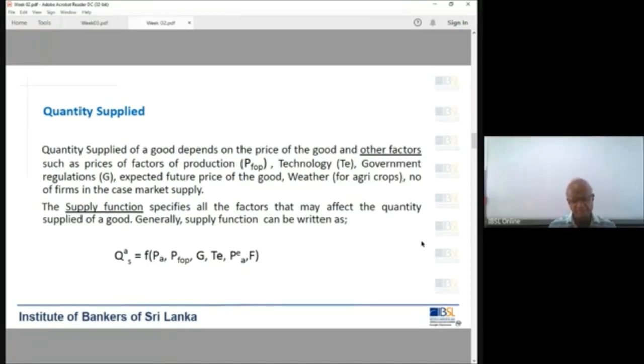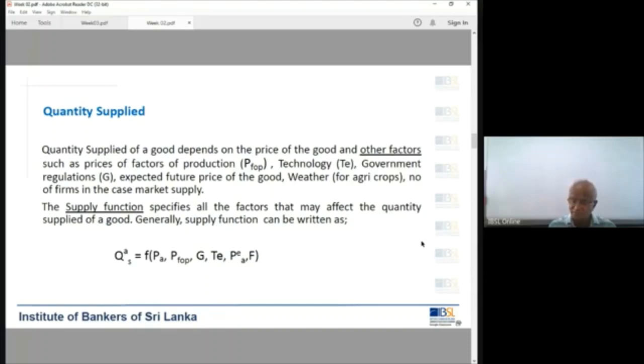Quantity supply of paddy depends on what? Paddy farmers are the suppliers. What are the factors that affect the decision of the paddy farmers to increase or decrease the paddy supply? First, farmers might think of the price of the paddy. So they are the suppliers, they are not the consumers. Price. Then paddy farmers have to think about cost of production.